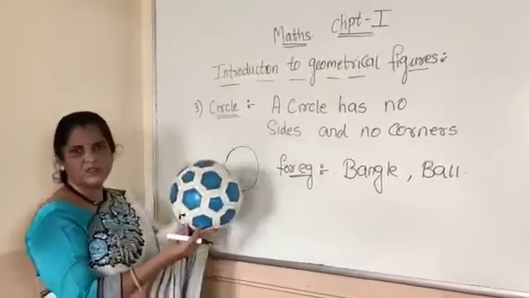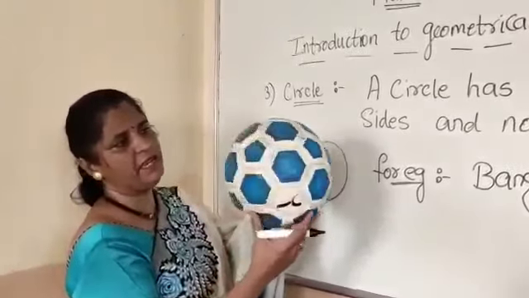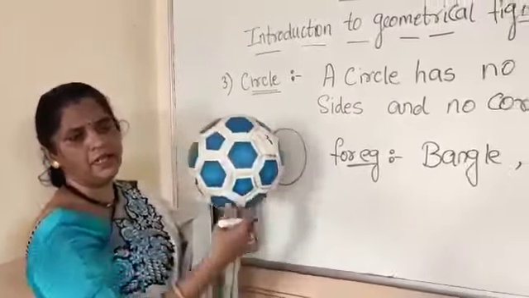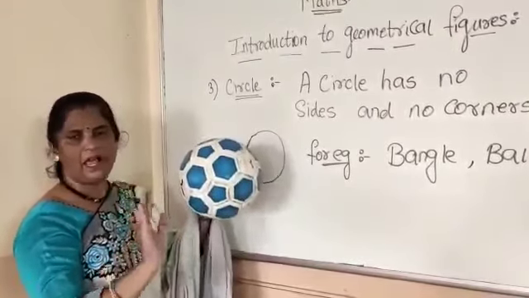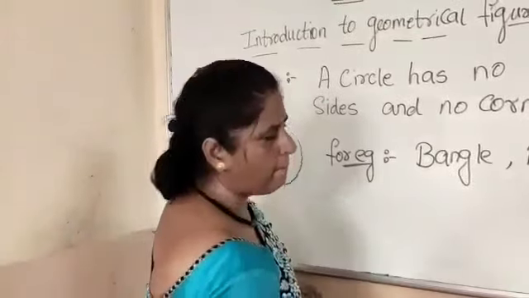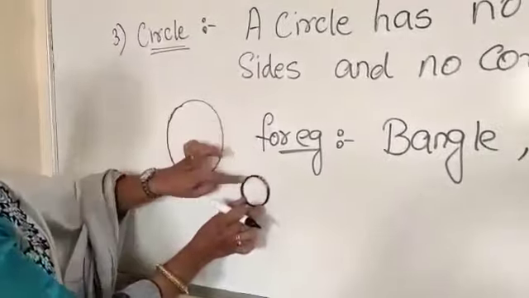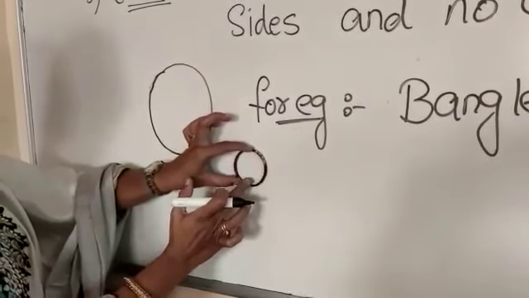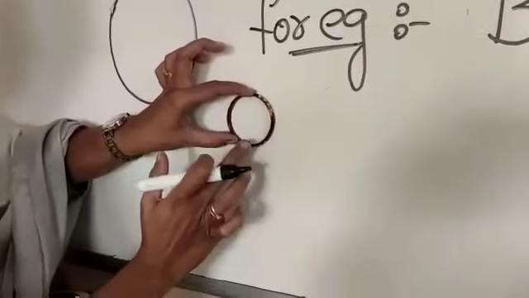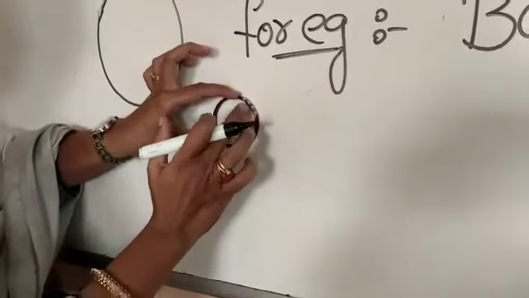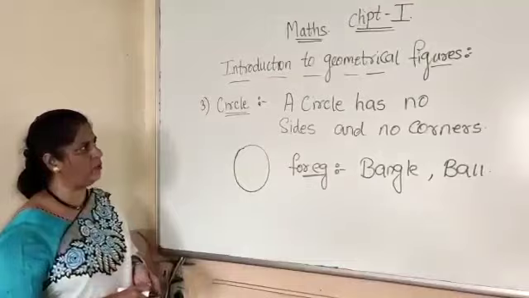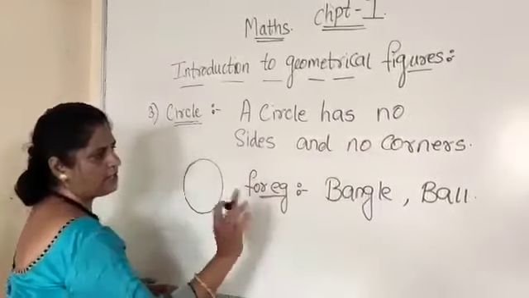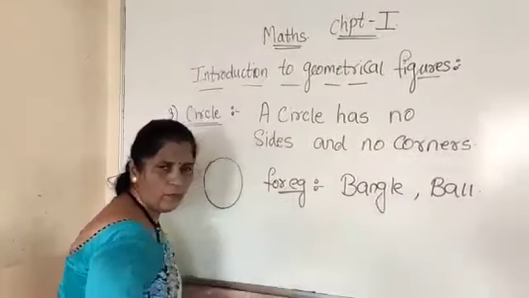See student, this is for ball. Can you see any sides or any corners? No. Because it is a circle and circle has no sides and no corners. Same case, bangle. See, bangle. It is also of a circle shape because a bangle doesn't have any sides or any corners. So it is a circle. Once again I am explaining you what is circle. A circle has no sides and no corners. For example, bangle and ball.